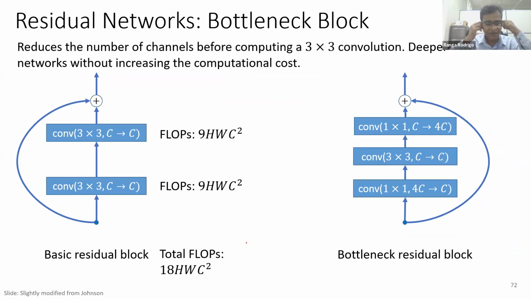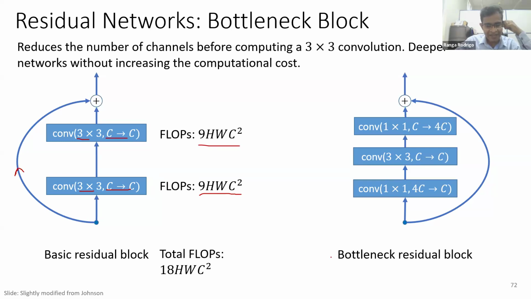Then they had something called a bottleneck block. So this is the common residual block. You can see the input is fed to the output directly to add, and they had 3 by 3 convolutions from C to C, 3 by 3 convolutions from C to C. You can see the floating point operations is 9HWC squared, here 9HWC squared.